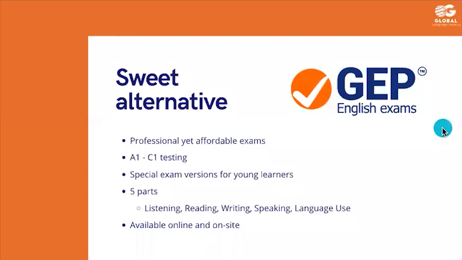And the last thing I wanted to mention is, well, there is a sweet alternative to both TOEFL and IELTS. These are GEP exams. They're also accredited and internationally accepted. These exams are created for all ages, including young learners. They cover 5 skills: speaking, writing, listening, reading, and language use, which is the knowledge of grammar. And the test takers can take them online or in on-site centers around the world. You can check the website itestenglish.com. Just check it out if you're interested.